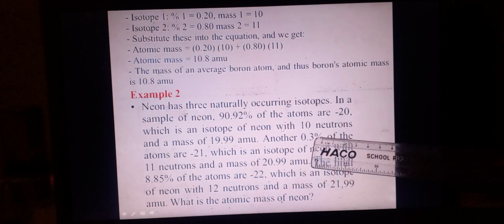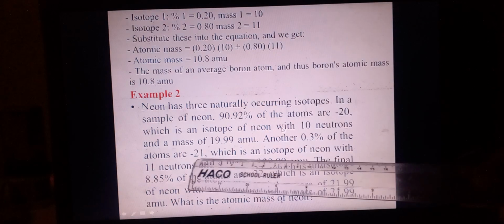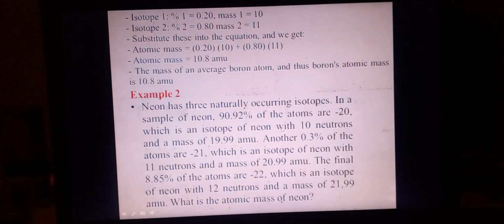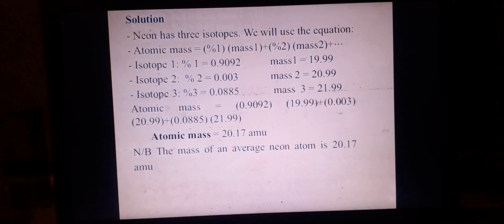0.3, and you can see the mass is 21. They want you to work out the relative atomic mass of neon. So this is how it has been worked out.